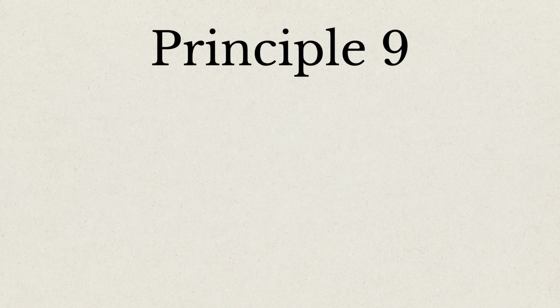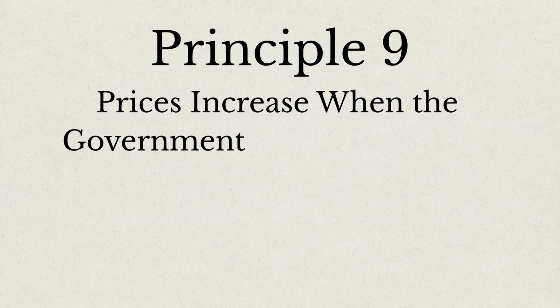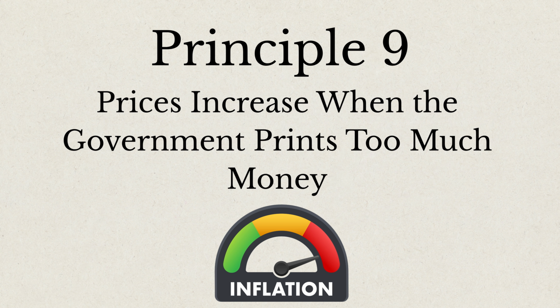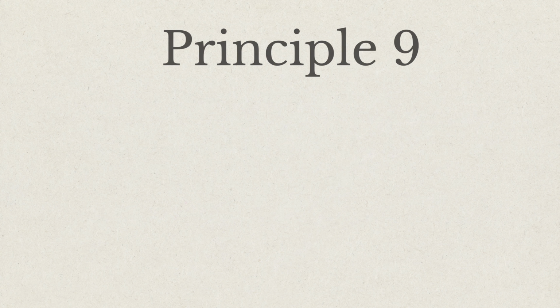Principle 9. Prices increase when the government prints too much money. Inflation means rising prices. Why does it happen? Often because governments print too much money. So, in the long run, inflation is driven by a higher money supply.